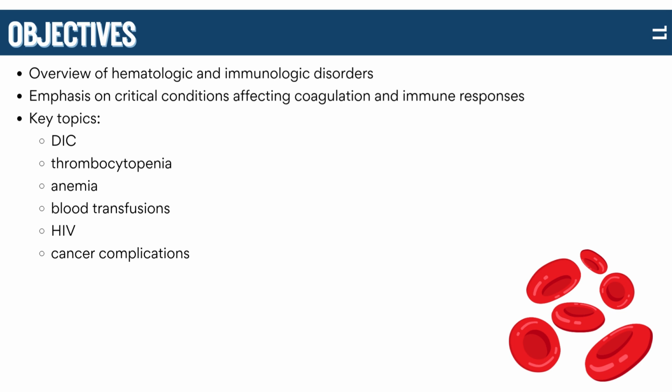Welcome to Module 11, where we're going to talk about complex hematologic and immunologic disorders in critical care nursing. In this module, we're going to discuss disorders affecting blood clotting, immunity, and the body's ability to respond to infections and injuries. Key conditions we'll cover include disseminated intravascular coagulation, various types of anemia, thrombocytopenia, HIV management, and complications related to cancer. Okay, let's get started.